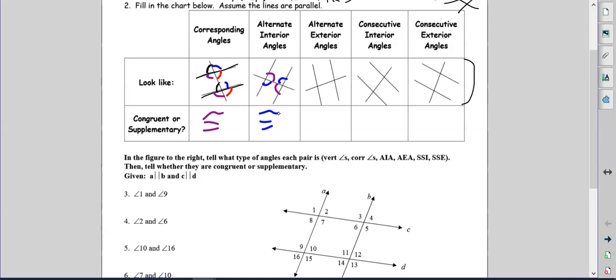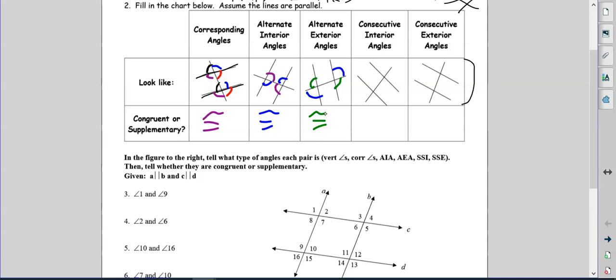Alternate exterior, same idea, except on the outside. So this one here and this one here, and then this one here and this one here. Both exterior of the 2 parallel lines on opposite sides, alternate sides of the transversal. These are also congruent.